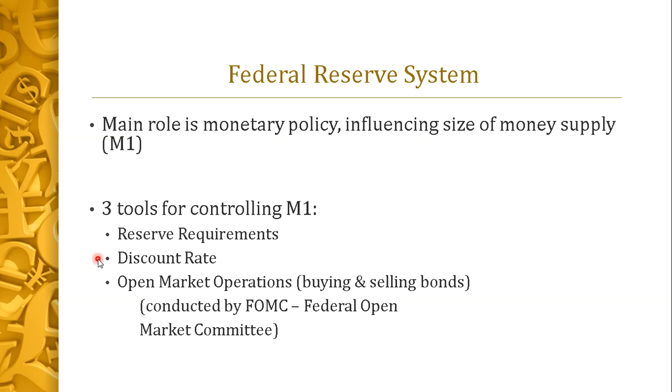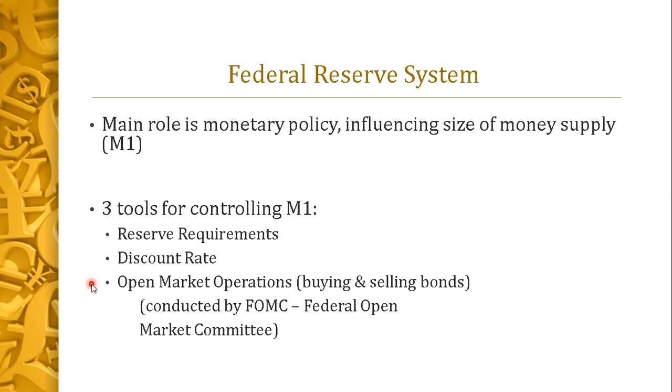Banks can also borrow money from each other, and they set their own interest rates. But the truth is, all these rates tend to move together because they're sort of substitutes for each other. So if the Fed wants to lower the discount rate, more than likely other interest rates are going to come down as well. That encourages more spending and lending. So lowering the discount rate will increase the money supply. Raising the discount rate will decrease it.